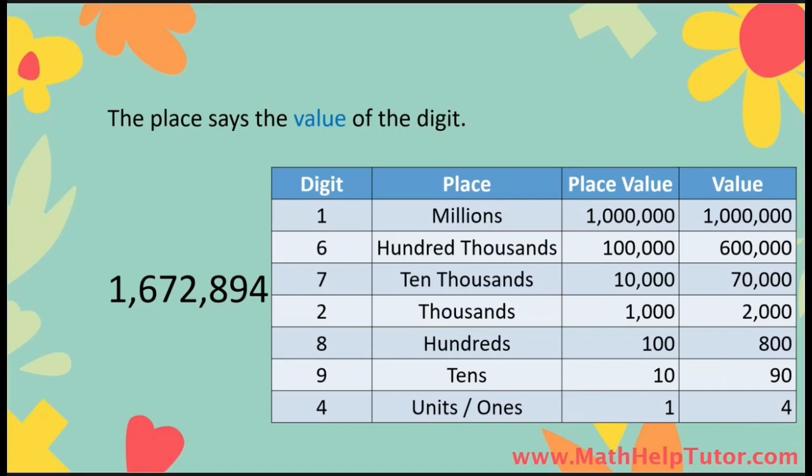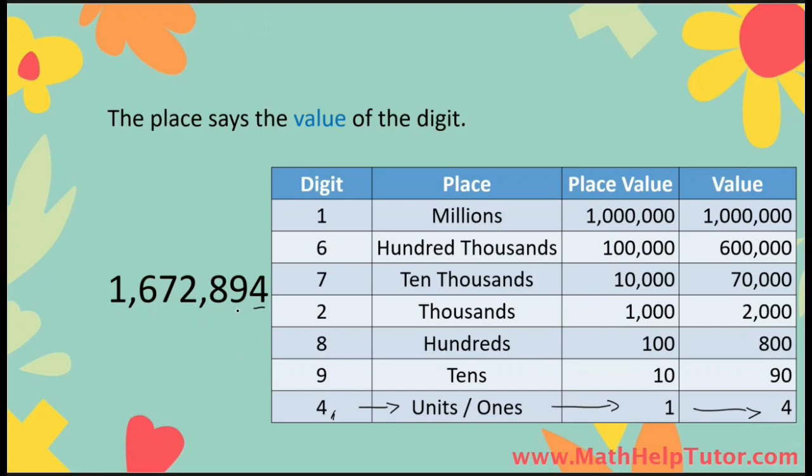Let's now consider a larger number, which is in the millions. We can find the value of each digit in the number based on the digit's place. So if we'd like to know the value of the digit 4, which is in the ones place, since we know the place value of the ones place is 1, and there are 4 instances of the ones place, then we know that the value of this digit is 4.